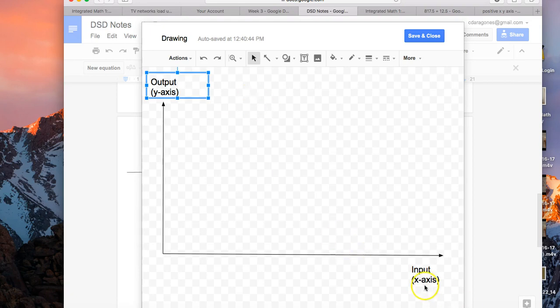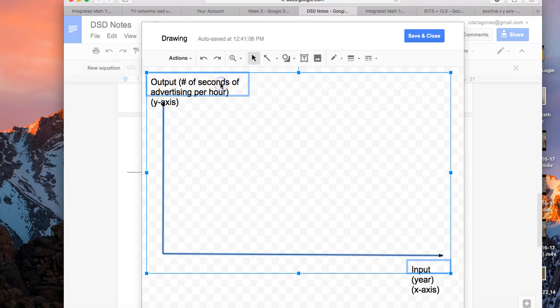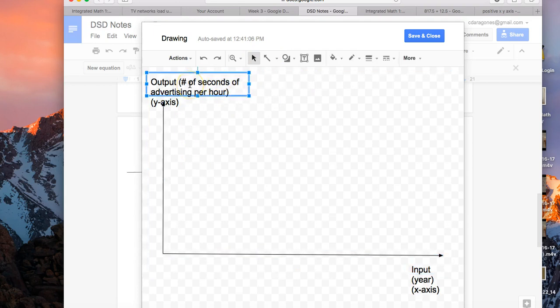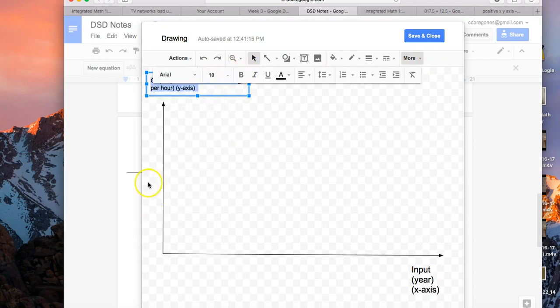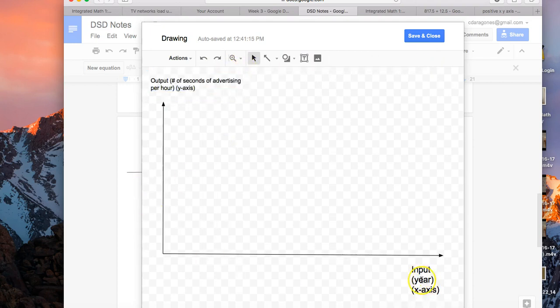So it's always a good idea to label your x-axis and your y-axis with the unit. So remember, our input was year, right? And our output was number of seconds of advertising per hour. So for you, you are going to use the data that you have. Let me make this a little smaller. Okay, right. So you're going to use the data that you have to label your axis.